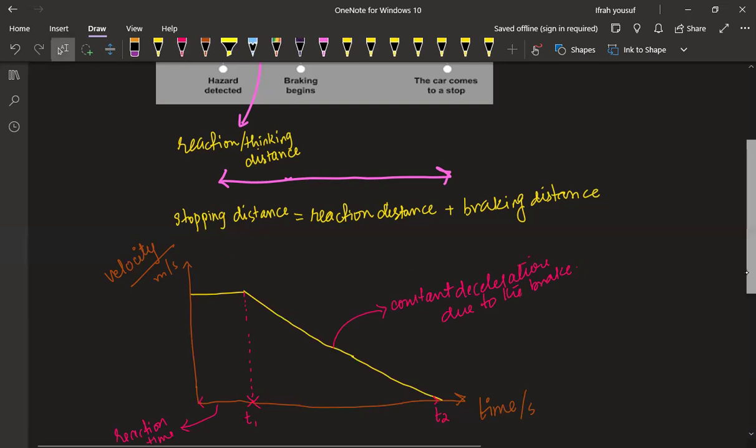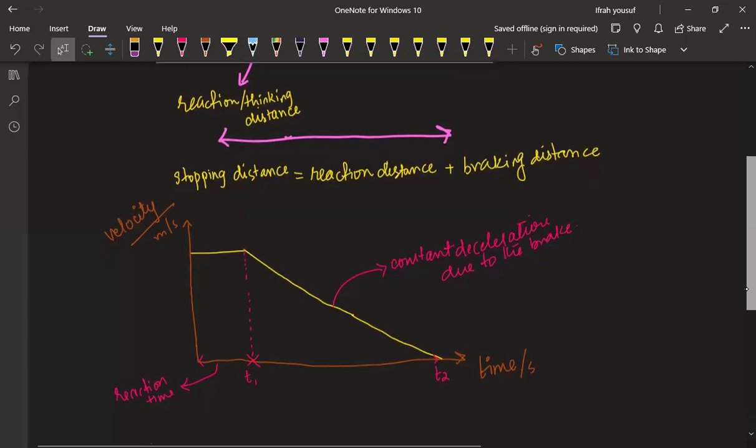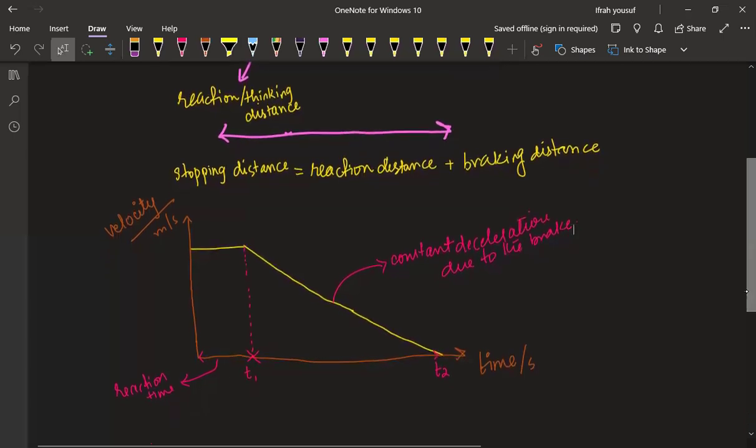So the time before T1 is the reaction time, and T1 is the total time that is taken by you to react. Okay. And after T1, the moment you apply the brake, till T2 will be the time that is taken by the body to get stopped. Okay.